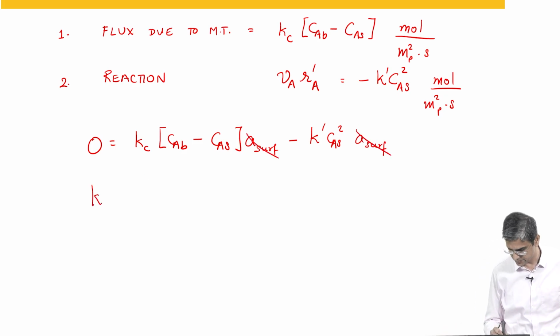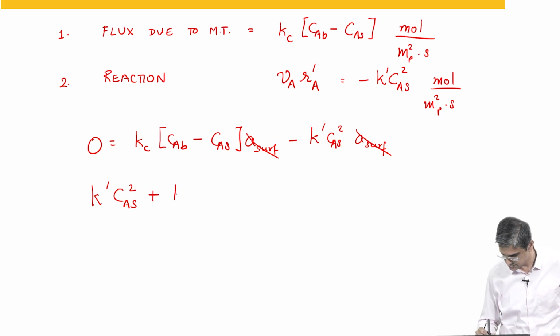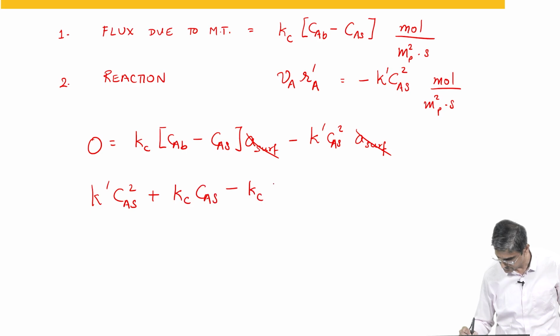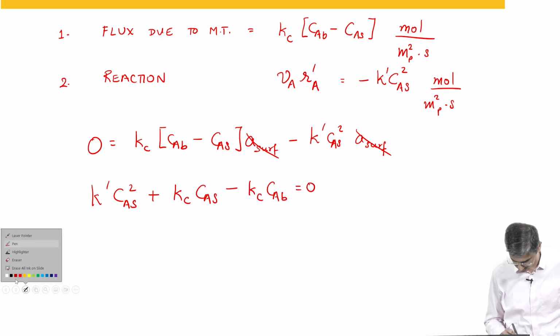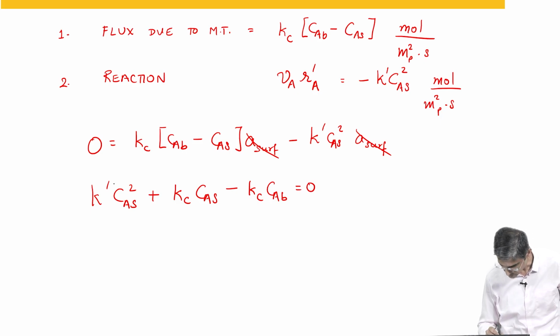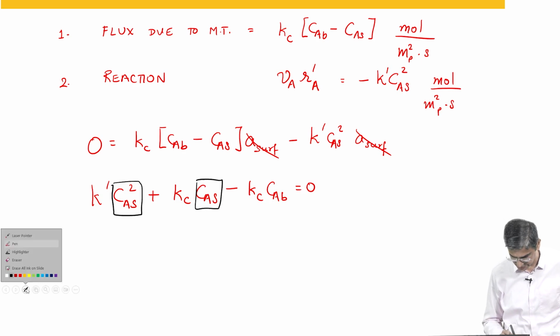Okay, so we have K dash Cas squared plus Kc Cas minus Kc Cab equal to 0. Okay, unknowns, these are unknowns, everything else is known.